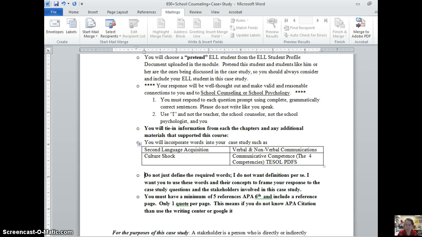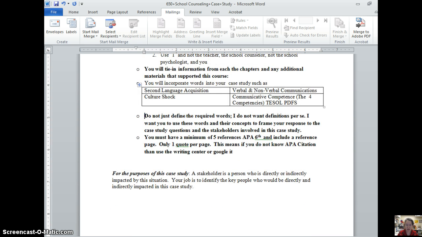You must have a minimum of 5 references. APA 6 is the reference style that you must use. I want you to say specific research-based evidence with respect to this case study. If you are going to quote something, you can only quote once per page. If you still don't understand what APA is, you need to either go to the Writing Center at Noss Hall on this campus, or Google it.